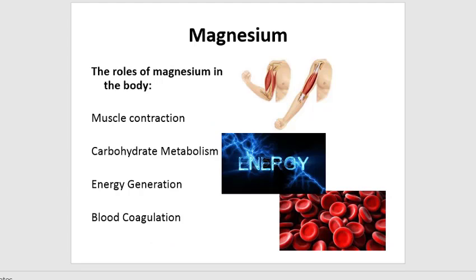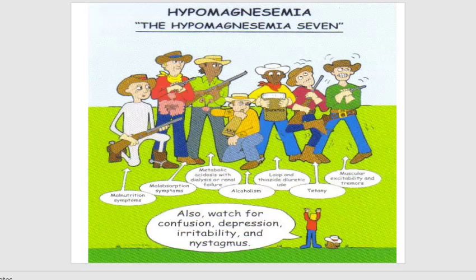Let's talk about mag. Muscle contraction, carbohydrate metabolism, energy, and blood coagulation. So what are some things that magnesium does? I'm sorry, first of all, let's talk about causes of low magnesium. If you have malnutrition or malabsorption and you can't get that magnesium in, diarrhea can drop your mag. Alcohol abuse can drop your mag. Diuretics drop your mag. And then you also have things like Crohn's disease.